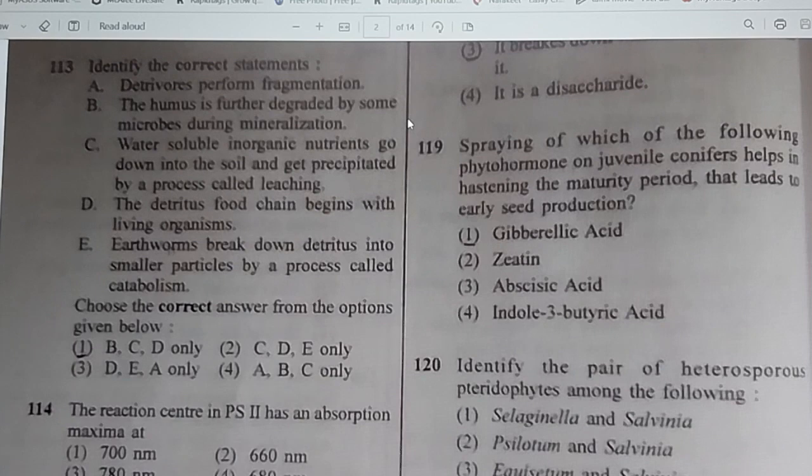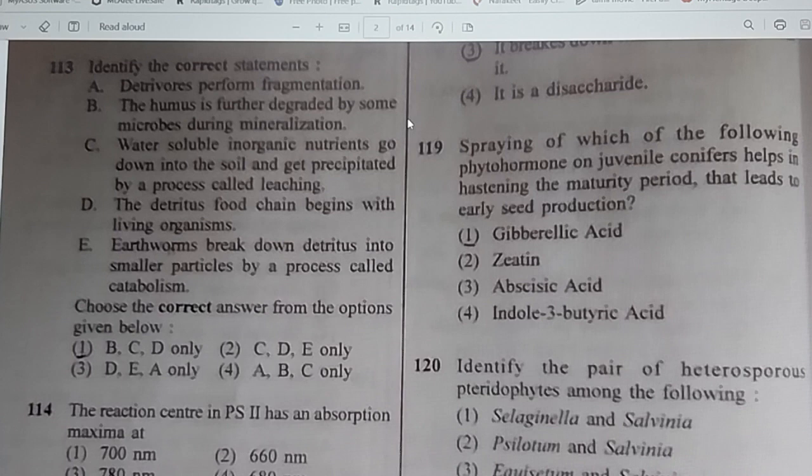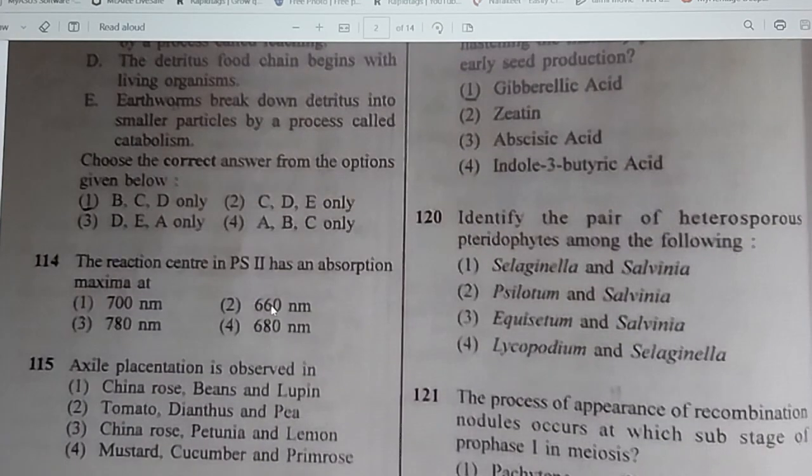So 113, we have to identify which are the correct statements. Detritivores perform fragmentation. Then the humus is further degraded by some microbes during mineralization. So A is correct, B is also correct. Water soluble inorganic nutrients go down into the soil and get precipitated, as leaching. So that is also correct. So A, B, C we are getting in option 4. Option D is the correct answer.